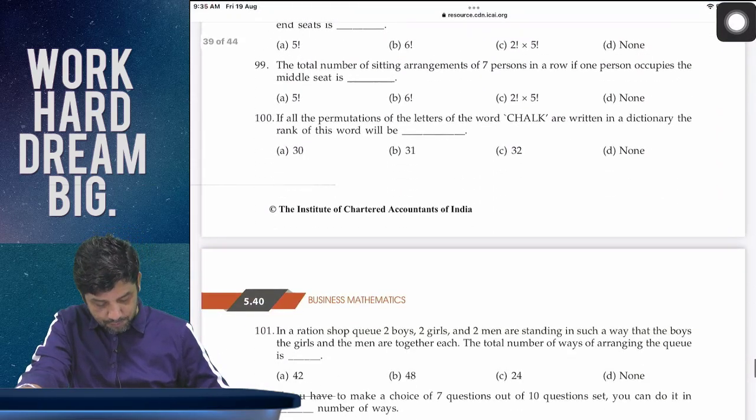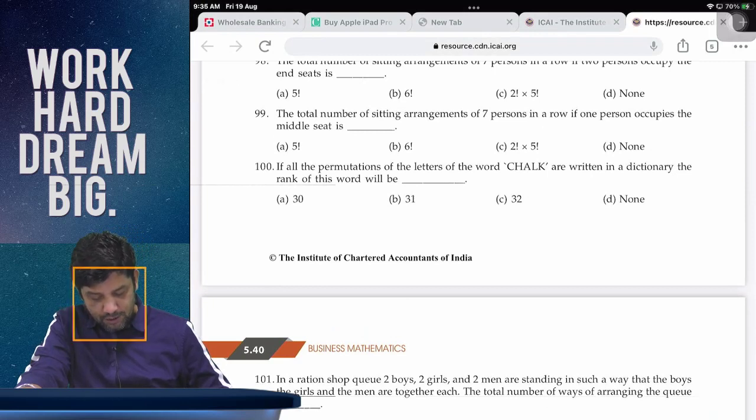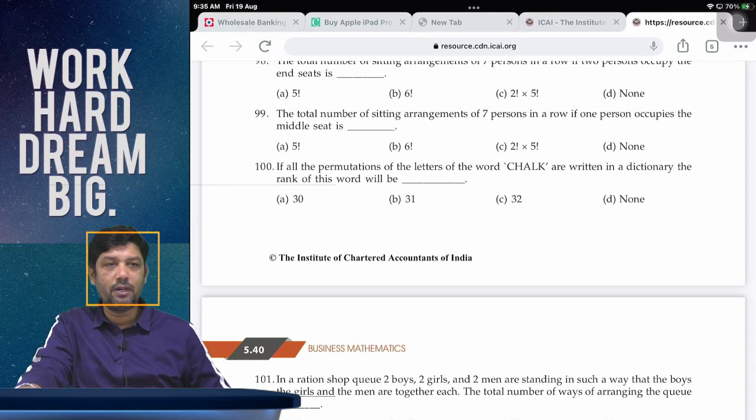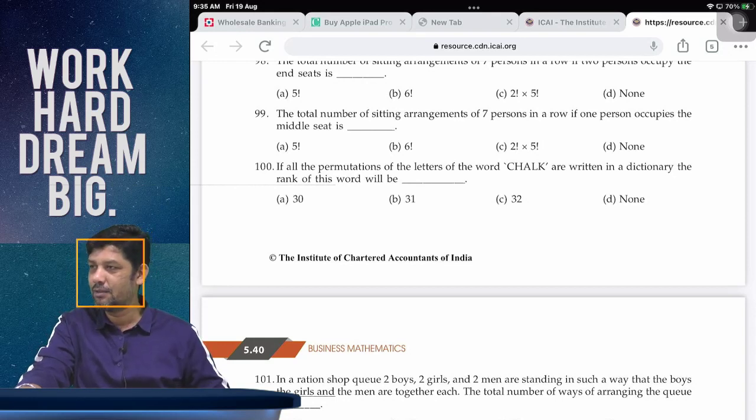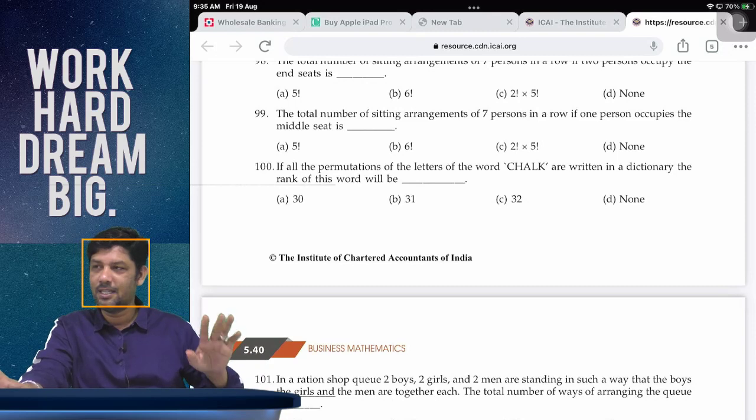Now, if all the permutations of the letters of the word zenith are written in a dictionary, the rank of the word will be... Sir, chalk only is given. I just took another word. Zenith is also coming behind, okay? Fine. Chalk you do, zenith I'll do. That means you are doing a simple sum, I am doing a difficult sum. Yes. Always we do like that.